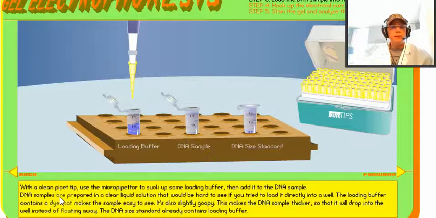The sample's right here. The DNA samples are prepared in a clear liquid solution. That would be hard to see if you tried to load it directly into the well. The loading buffer contains a dye that makes the sample easy to see. It's also slightly goopy. This makes the DNA sample thicker so that it will drop into the well instead of floating away in the buffer. The DNA size standard already contains loading buffer.